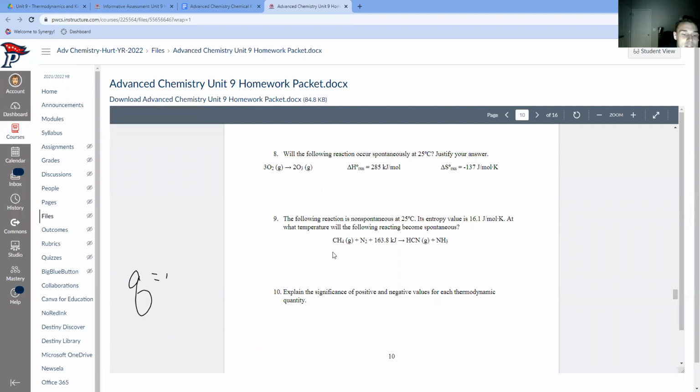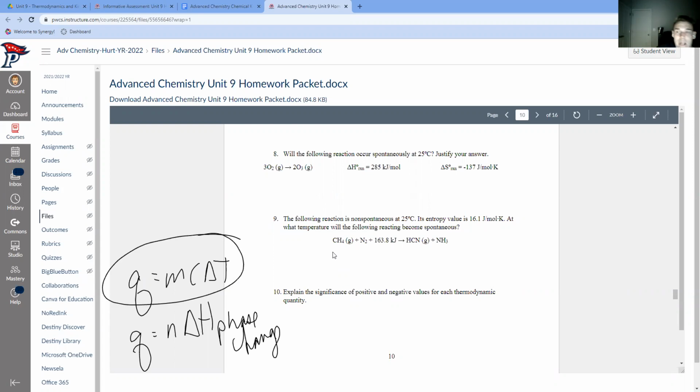We did Q equals mC delta T. We did Q equals n delta H of the phase change. We use this equation in our calorimetry. Remember, with calorimetry, we always do the Q of the water first. Whatever the water does, the thing inside of the water does the same number, just the opposite sign. And then you go from there and continue to solve for whatever it is that you need.